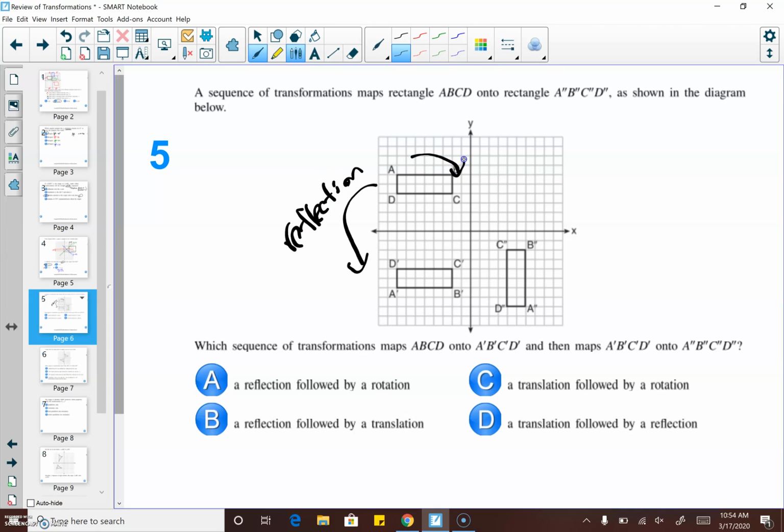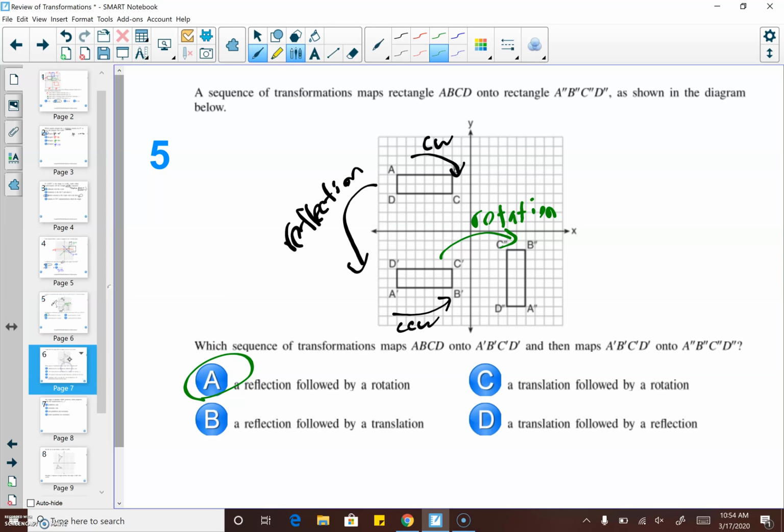You can also check orientations where you have it clockwise, and then you have it counterclockwise. Remember, if your orientations are flipped, that means a reflection has to be a part of it. And then obviously to go from prime to double prime, if you're going to have that spin like that, that's obviously got to be a rotation. So the answer is going to be choice A, which is a reflection followed by a rotation.